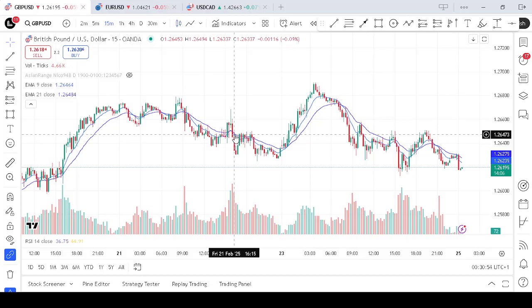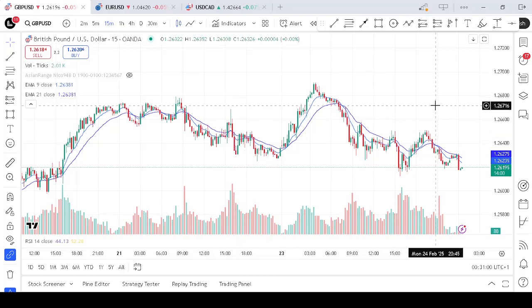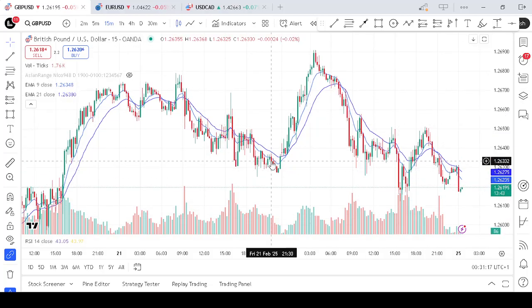There are two main types of crossover you need to understand. The first one is the bullish crossover, which occurs when a short-term moving average crosses above a long-term moving average. This is typically interpreted as a signal that the market could be entering an uptrend.